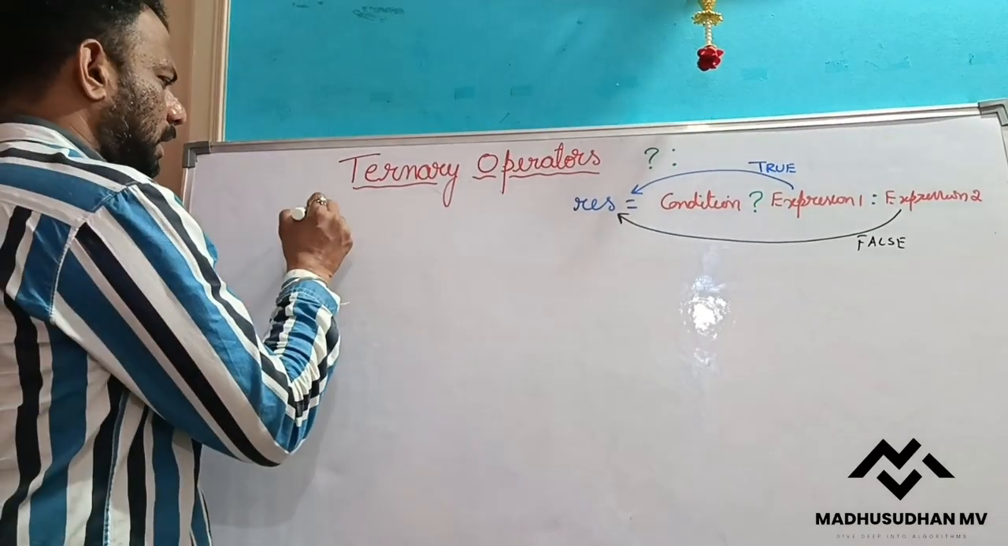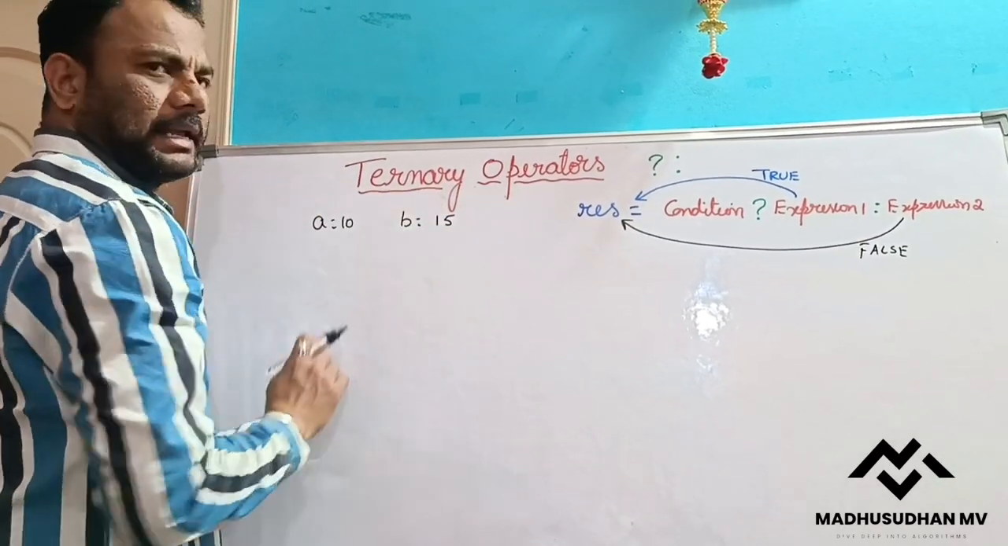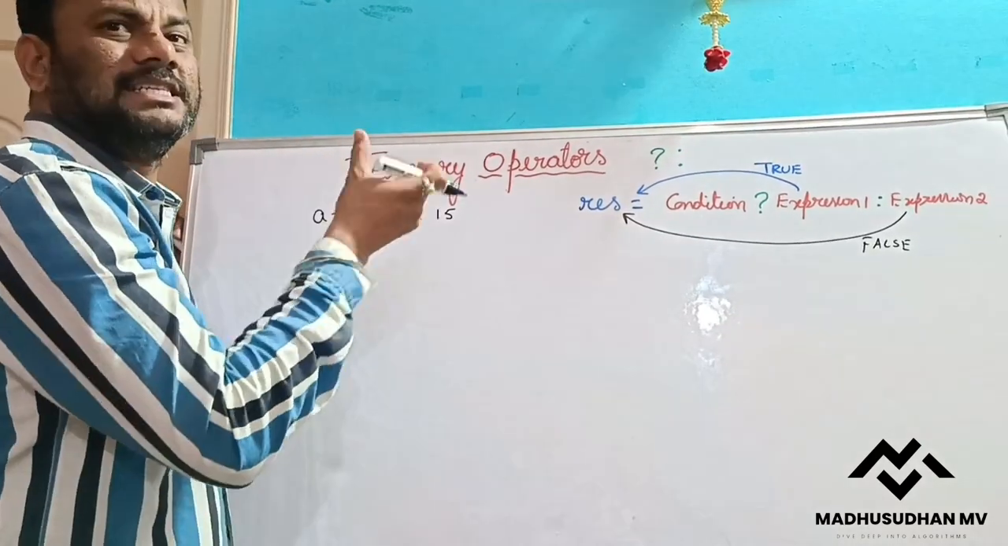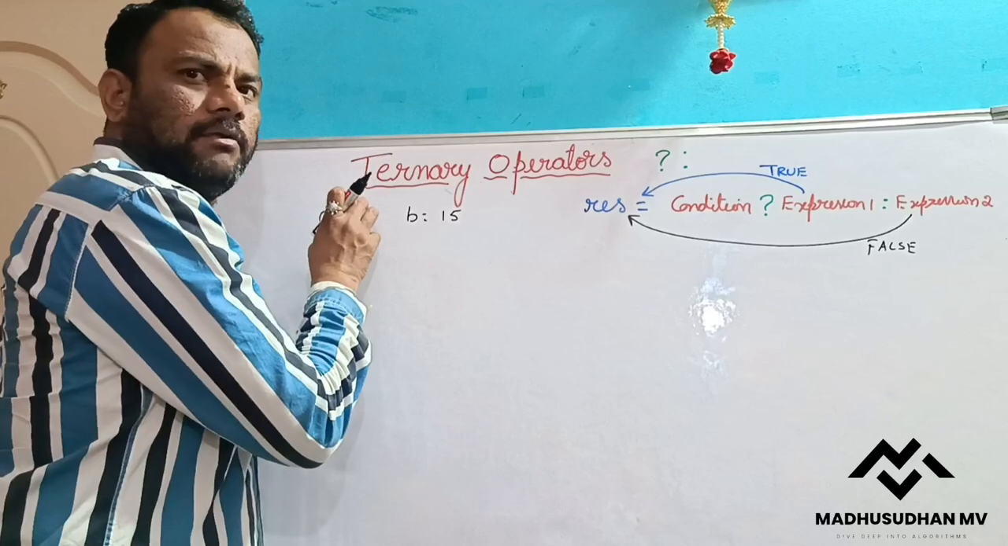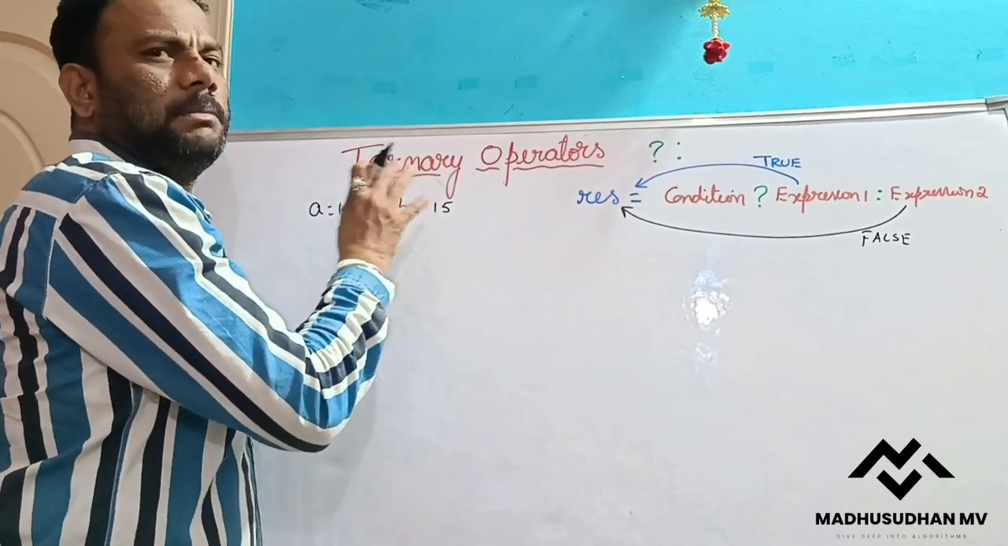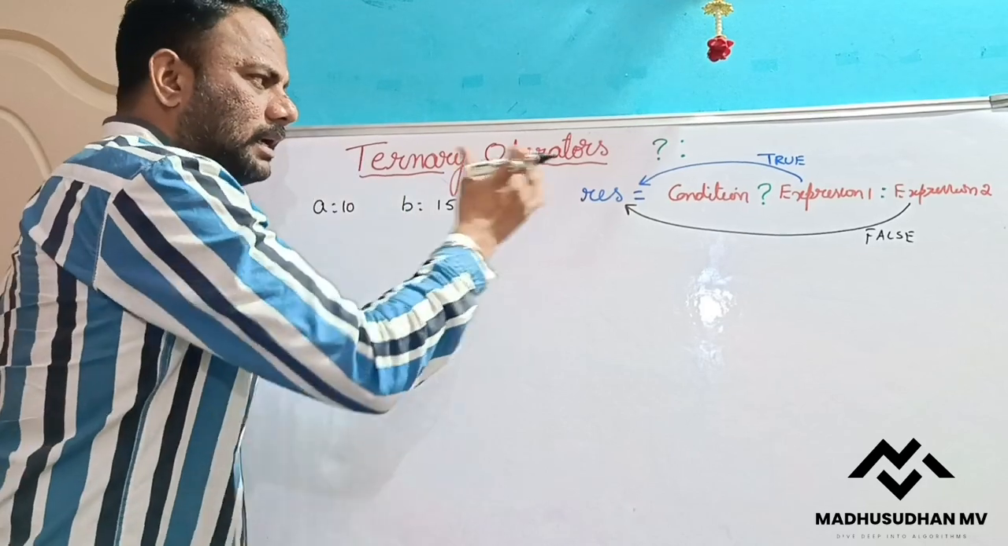Let's say A is equal to 10 and B is equal to 15, for example. Now I want to check which is greater. If A is greater, I want to print the A value. If B is greater, I want to print the B value. In this case, B is greater. Now, how to write the same thing?